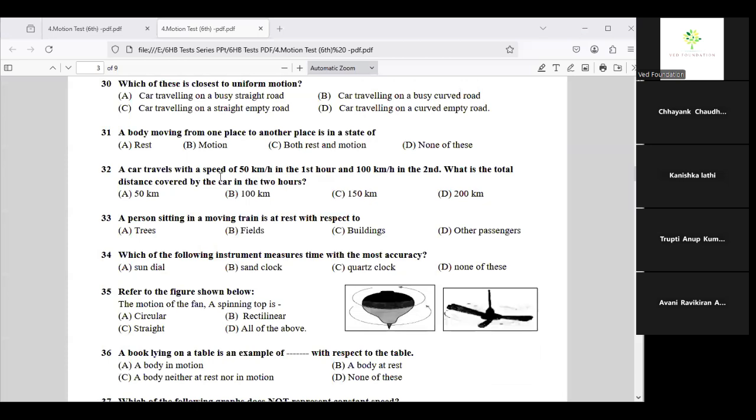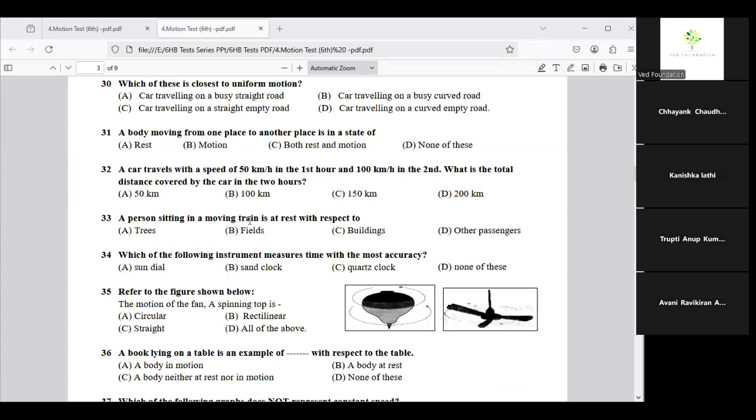32. A car travels with a speed of 50 km per hour in the first hour and 100 km per hour in second. What is the total distance covered by the car in the 2 hours? First hour it covers 50 km distance and in second 100 km. So total distance covered is 150 kilometer, 100 plus 50, 150 kilometer. Option C is correct.